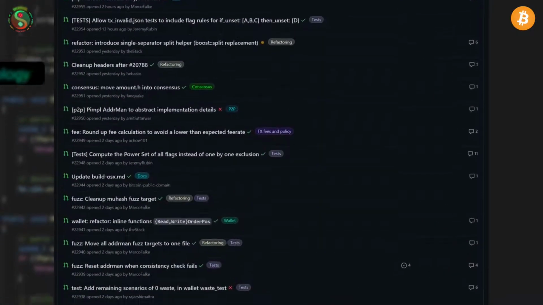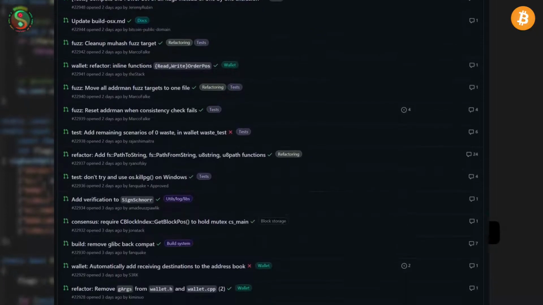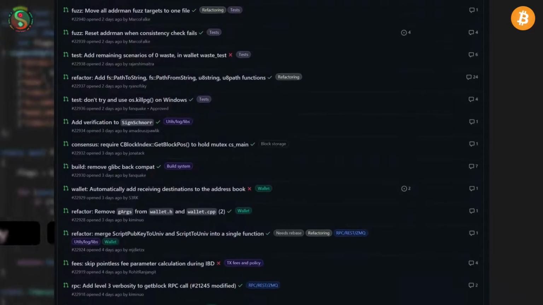One important aspect of development is pull requests. Open pull requests are usually new requests with no finalized decision about them.